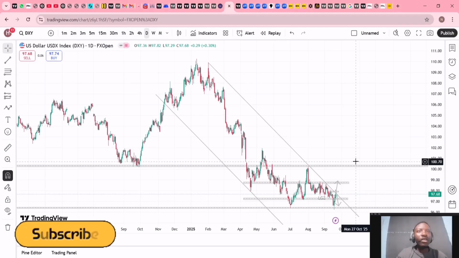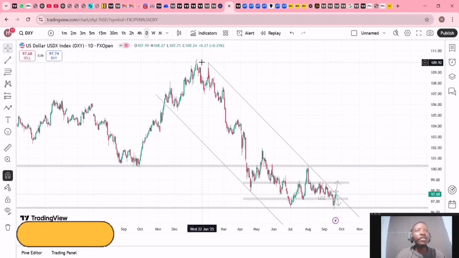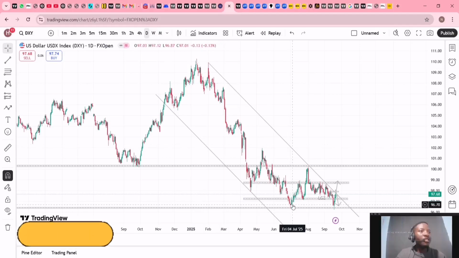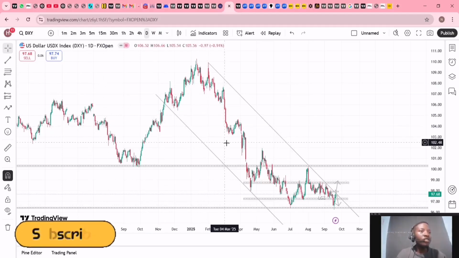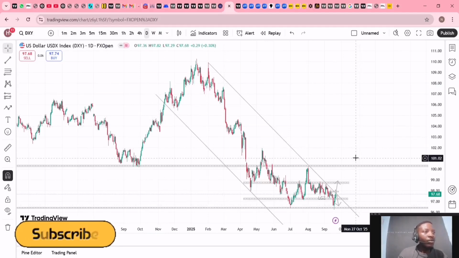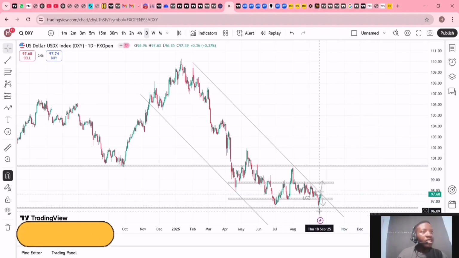So currently we are on the DXY. The DXY has been bearish for quite a long time. As you can see, we are on the daily time frame. It has been bearish for quite a long time, which is why we've seen gold, GBPUSD and EURUSD, the major pairs that are directly affected by the DXY, being very bullish for the past months. So the DXY has been giving us some signs of a reversal or a change of trend.